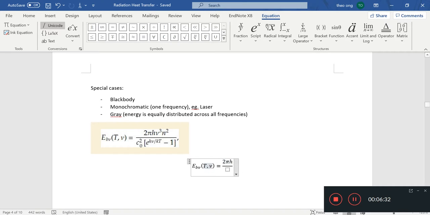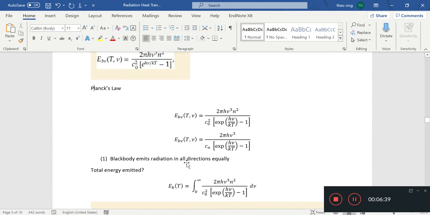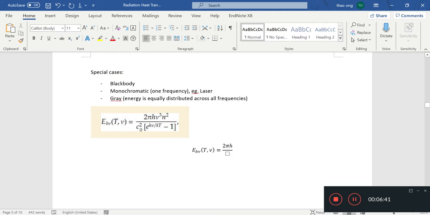Anyway, I think I said V just now. We should call it nu. That's the correct Greek letter. The derivation I have typed out later. So nu to the power of 3 and n squared, n being the refractive index. Next is c0 squared. c0 is the speed of light in a vacuum. That's why there's a naught over there. Then you have exponential h nu divided by kT.